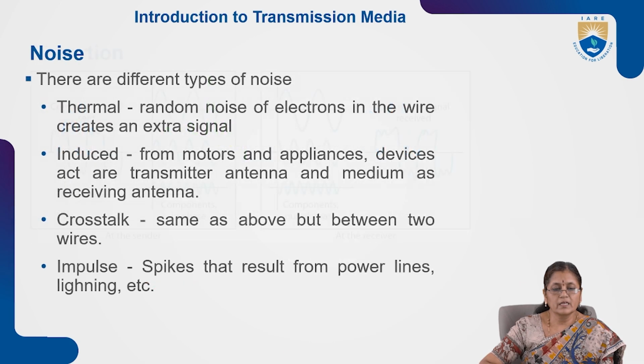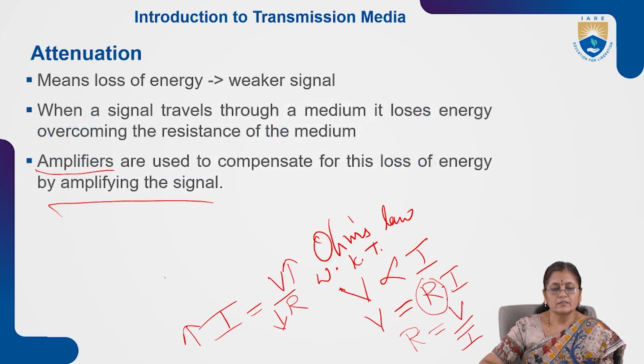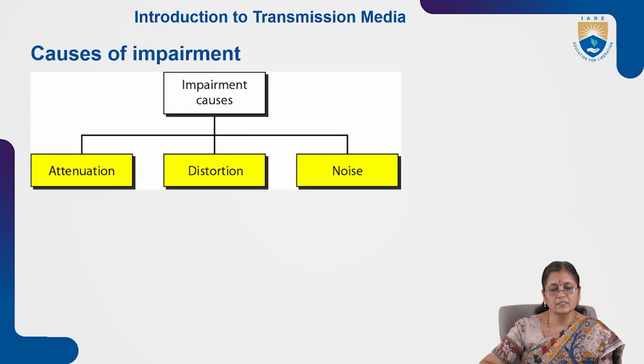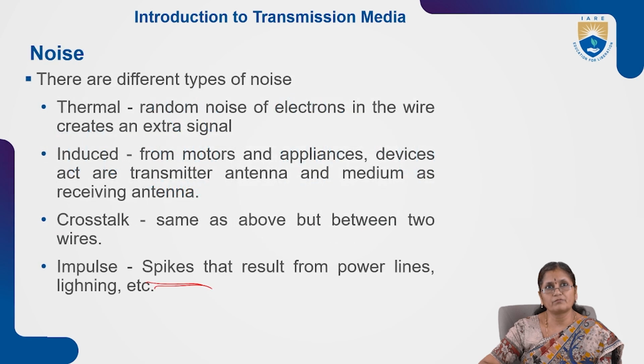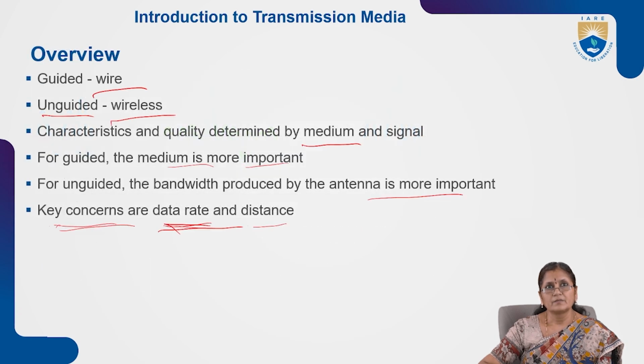We have discussed the several transmission media impairments. What are all the causes of transmission media impairments? The impairments because of the media are attenuation, distortion, and noise. We have seen the difference between attenuation, distortion, and noise. All these we have discussed with the help of the pictorial representation.